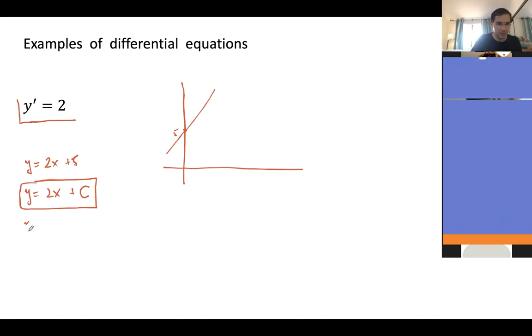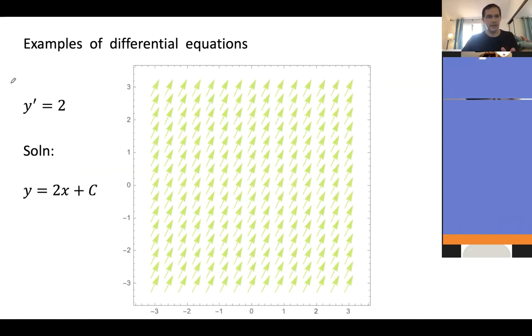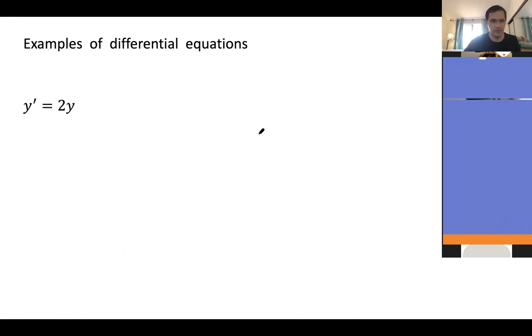Because see, if you compute the derivative of this, the derivative of 2x is 2. And the derivative of a constant function is 0. So y prime indeed is equal to 2. So that's a solution of this differential equation. So this is the direction field, basically all those functions 2x plus c.